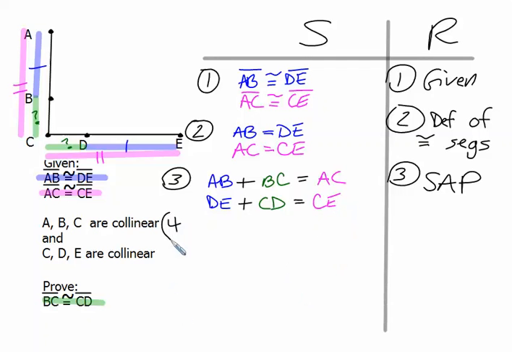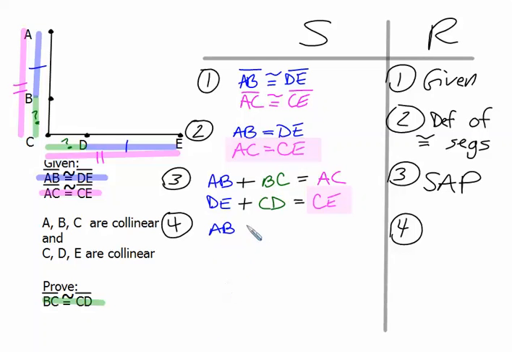Now always keep an eye on where you want to end up. So we want to end up with BC and CD being equal. In other words, we really kind of want the right-hand side of this equation to disappear. In order to do that, we're going to replace CE. We're going to replace it with AC.